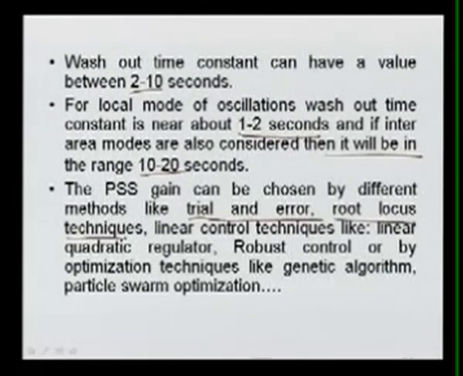As you know, with the root locus we can plot the roots and see where the gain can be varied so that we have a stable system. We can also go for linear control techniques, like the linear quadratic regulator, and robust control, which are optimization techniques.